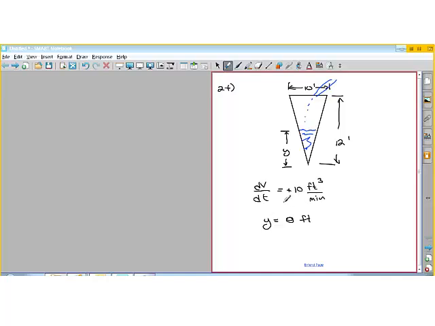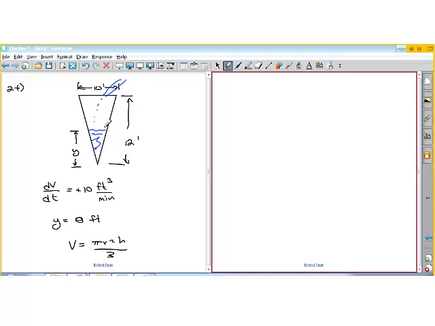And you look in the back of the book to find out what the volume of a conical tank, or cone, is. So let's see. A right circular cone's volume is pi r squared h over 3. So let's just write that down: pi r squared h over 3. So in this case, h is the same as y.